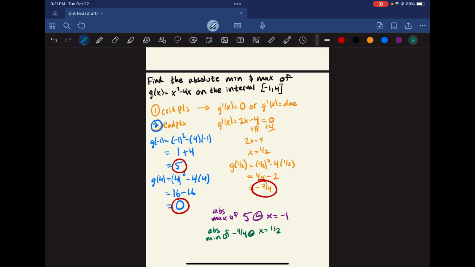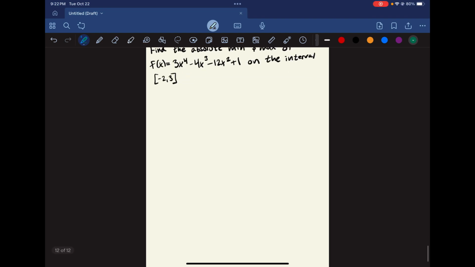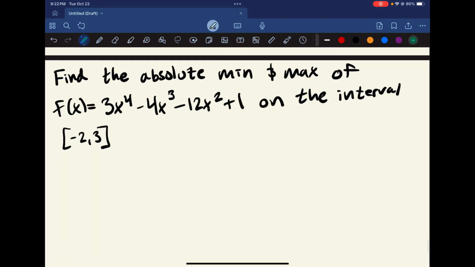And if you were asked to list the critical points, we would list this as our only critical point, right? The point (1/2, -7/4). That would be in response to the question, list the critical points. This question is a little more challenging, but really the same exact thing. So right, we've got our critical points, and then we've got our endpoints.